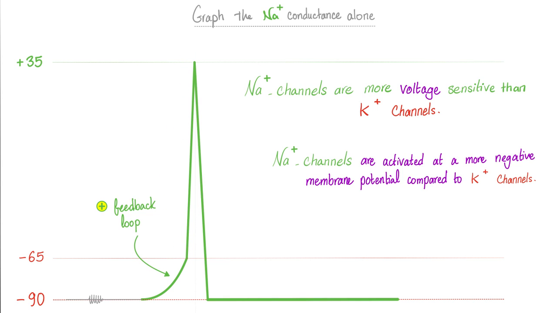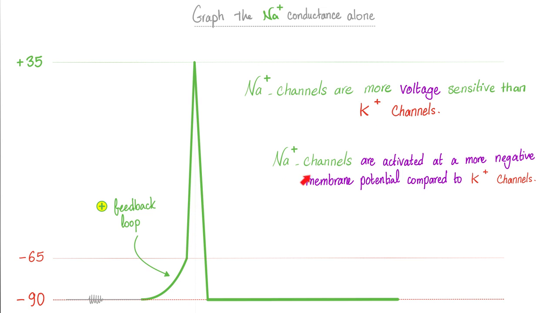Remember the LH surge in ovulation? Same concept, it's called a positive feedback loop. But don't forget that most of the feedback in your body is negative feedback, not positive feedback. Positive feedback is rare, physiologically speaking. As you see, sodium channels are fast at opening and fast at closing. We're done. Sodium channels are more voltage sensitive compared to potassium channels.